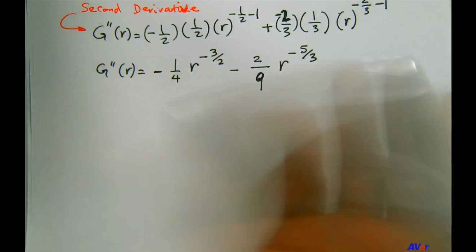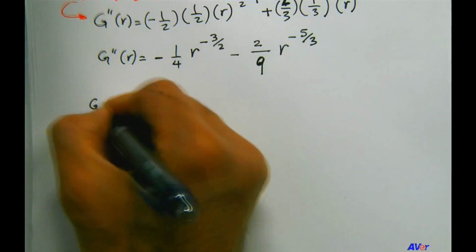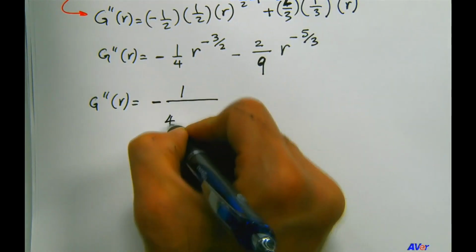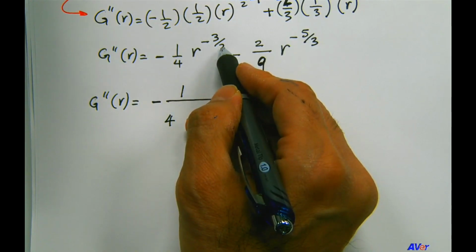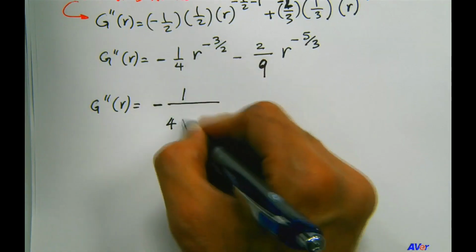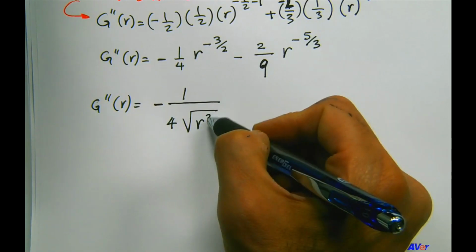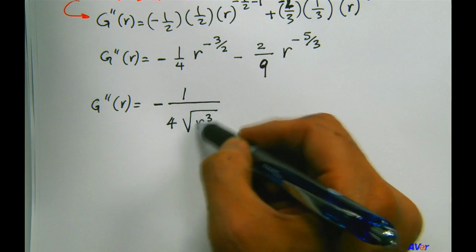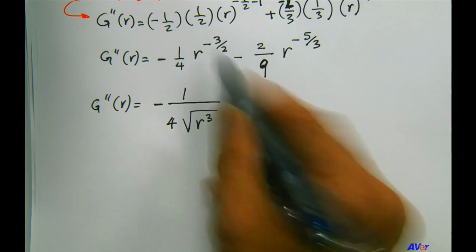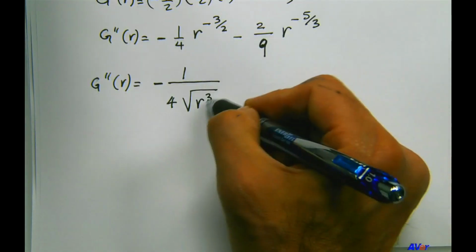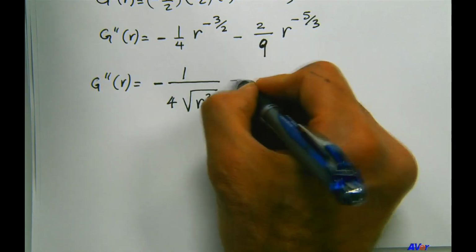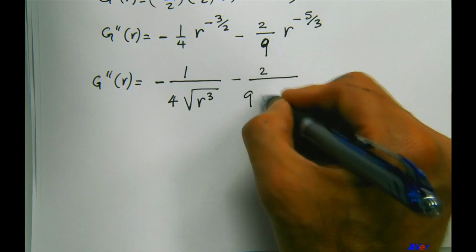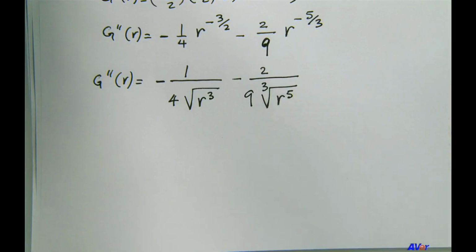Okay, of course we don't want to leave this. This is the second derivative, but we don't want to leave it with a negative power. So let's simplify this. G double prime of r is equal to minus 1/4. The index is 2, so we have a square root here: square root of r to the third power. And this is of course now positive because we moved r to the negative 3/2 power down to the denominator. If you rewrote this, it would be r to the positive 3/2 power, not negative 3/2 power. And of course we're able to simplify this, and we will. So minus 2/9, the third root of r to the 5th. And we can simplify this as well.